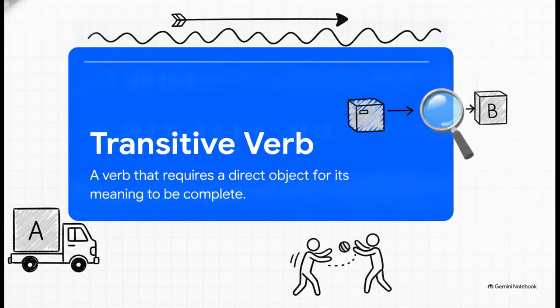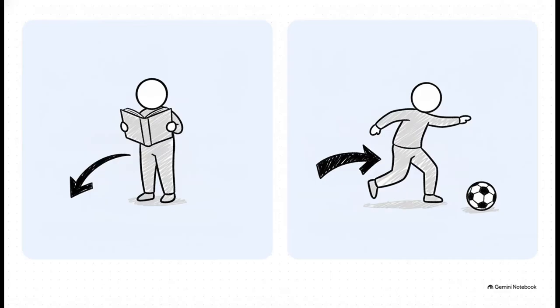First up, we've got transitive verbs. Think of the prefix trans, like in transport or transfer. It literally means to carry across. So a transitive verb is an action that passes over from the subject doing the action directly to something else receiving it. It absolutely requires a direct object to make grammatical sense. If the action doesn't fall on a specific thing or person, the sentence feels totally incomplete, almost like you've been left hanging mid-thought. Notice how the action just falls directly on a thing.